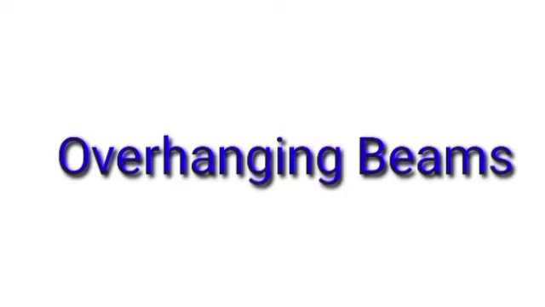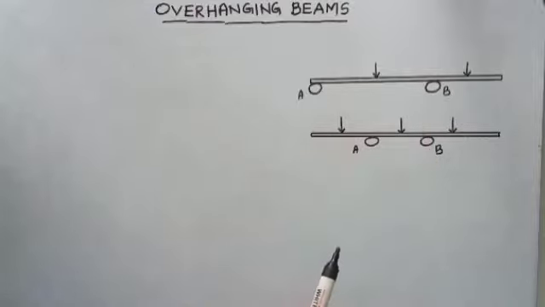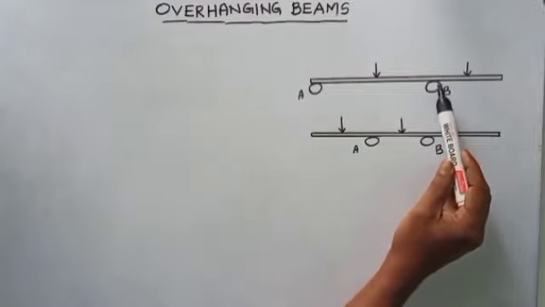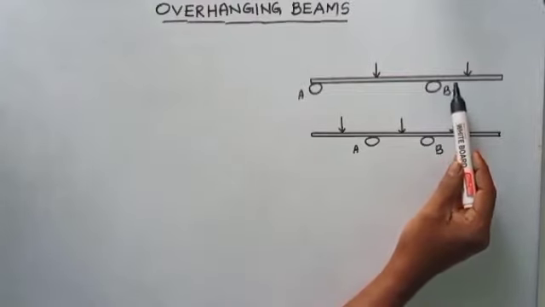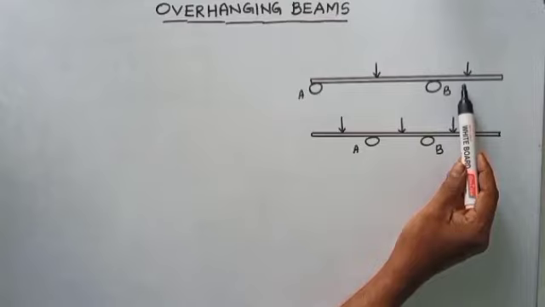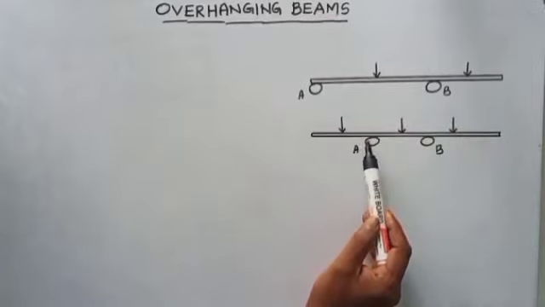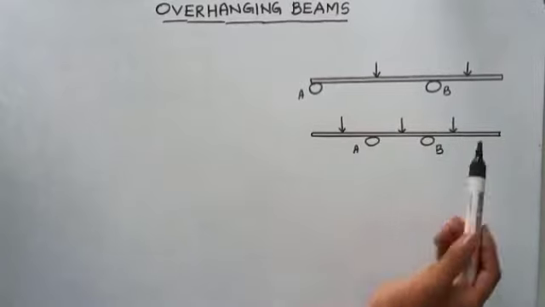In this video, we will learn something about overhanging beam. Referring to these figures, we can see that here we have a beam, but in comparison to a simply supported beam, in this case, it has some extra length. You see, some extra length is here in the first figure as well as in the second figure. Some extra length is there.